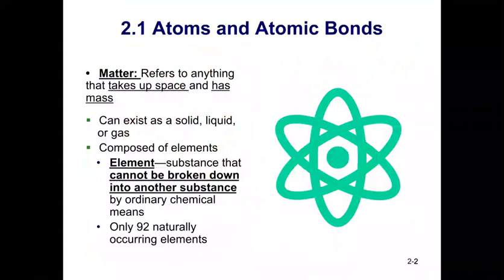It's composed of elements. And elements, I'm not sure if you guys remember your periodic table, are basically substances that cannot be broken down into any other substances. Like gold. Gold is the purest form. There's no way that you could break down gold any further than its basic composition by normal chemical means, right?